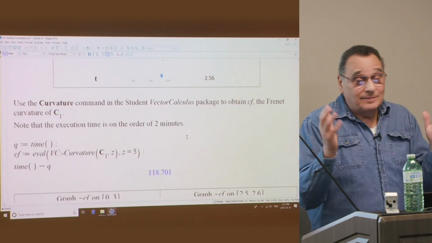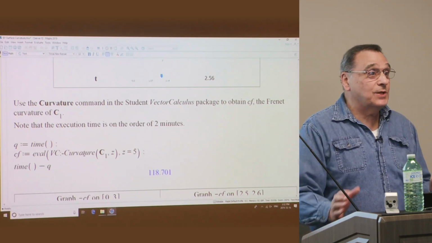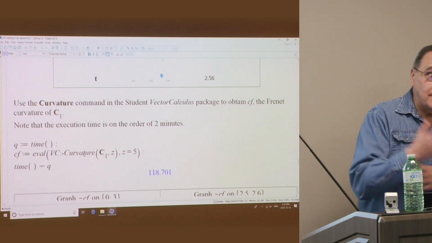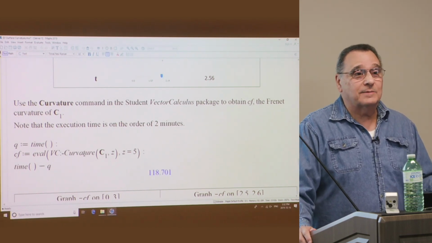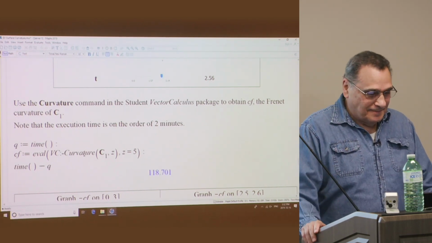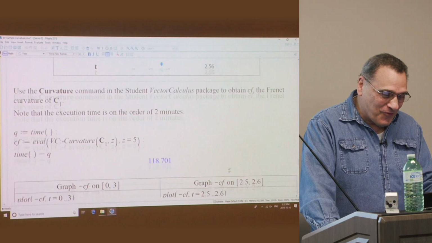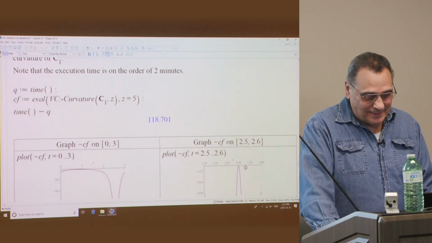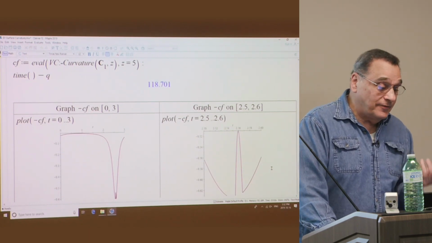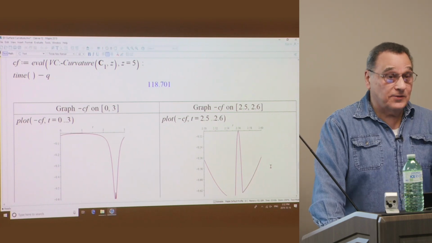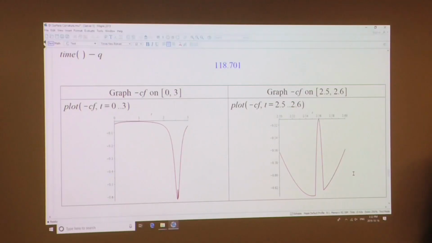So I'm plowing ahead. I'm going to use the curvature command in the vector calculus package to get the Frenet curvature of these plane sections, of these normal sections. And it seemed that it was taking forever. Every time I asked for the curvature, I was sitting there, so I timed it. It takes 2 minutes. It's not all that bad, but when you're waiting over and over again, it seemed forever. And so I graph the negative of that curvature that I've just computed. And I get these graphs. I have to explain this minus sign, and I will eventually.